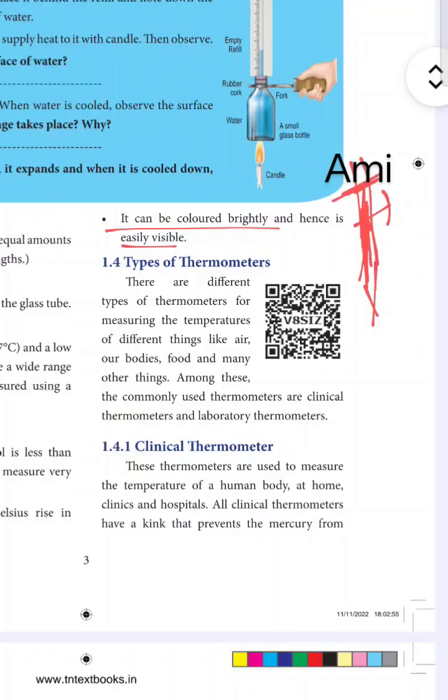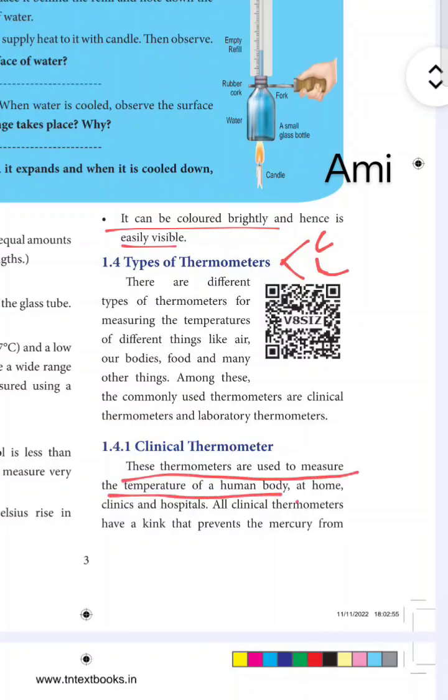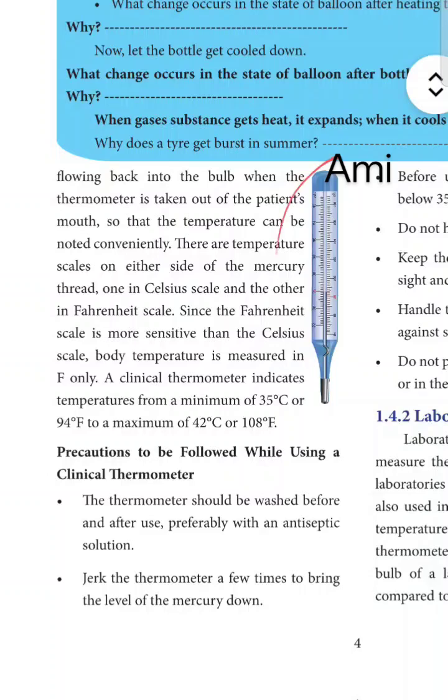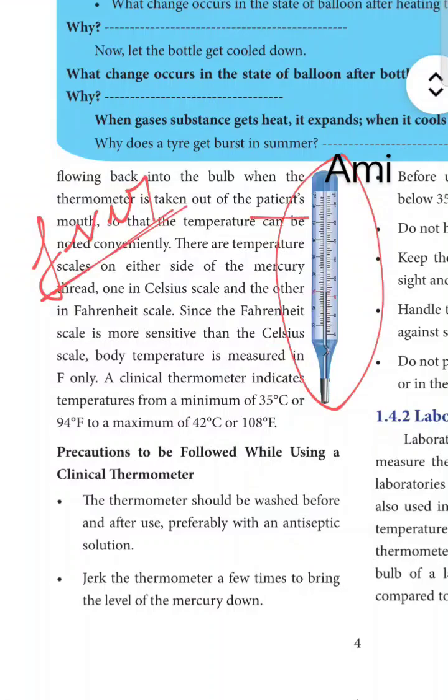Now the types of thermometer, as I already told you, there are two types: one is clinical and the other one is laboratory. These thermometers are used to measure the temperature of the human body at home, clinics and hospitals. So clinical thermometers are those used for measurement of body temperature, to identify fever or any kind of increase in temperature of the patient's body.